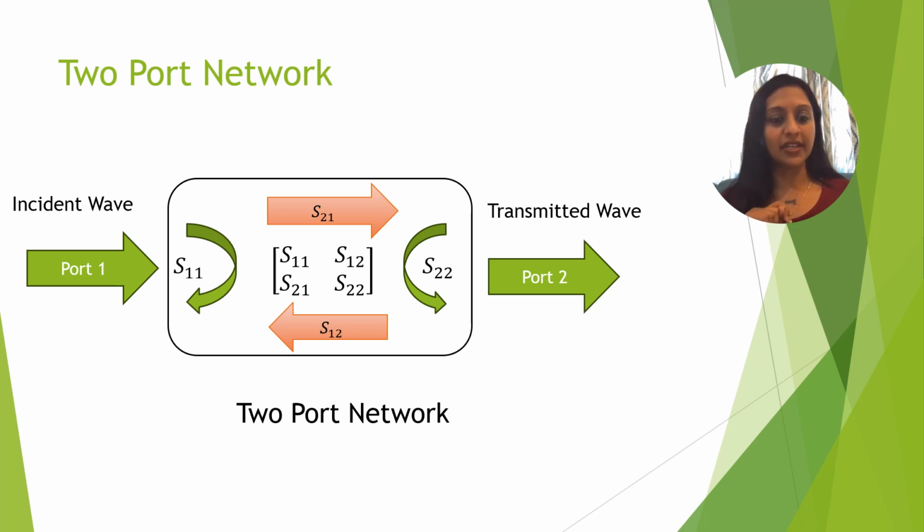As we see here, the green line is S11. S11 says I'm giving input at port 1 and I'm checking the reflections at port 1 itself. Likewise goes with S22. Now come the other two, S21 and S12. What are these?